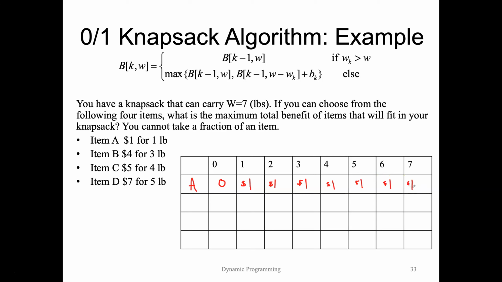All right, now let's consider that we could take from the first 2 items. So now we're going to incorporate item B in there as well. So again, if our backpack doesn't carry anything, then we can't make any money off of that. Not a very good backpack.